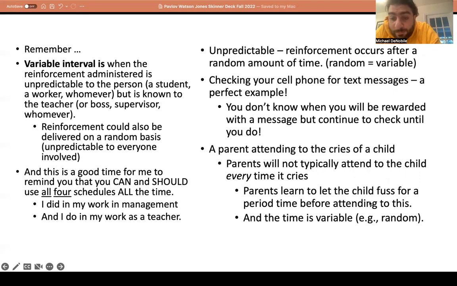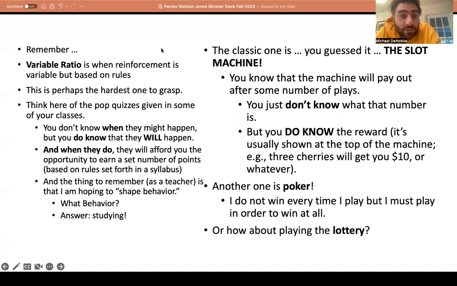Checking your cell phone for text messages is a perfect example. You don't know when you will be rewarded with a message, but you continue to check until you do. That's random. A parent attending to the cries of a child. Parents will not typically attend to a child every time it cries. Parents learn to let the child fuss for a period of time before attending to them. This is random. It's variable when they do it.